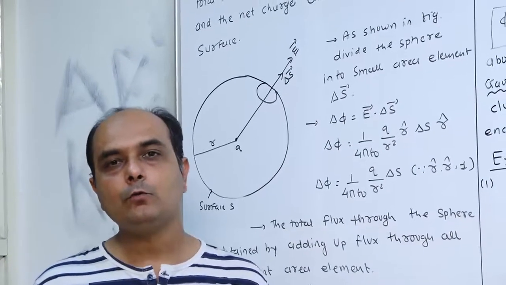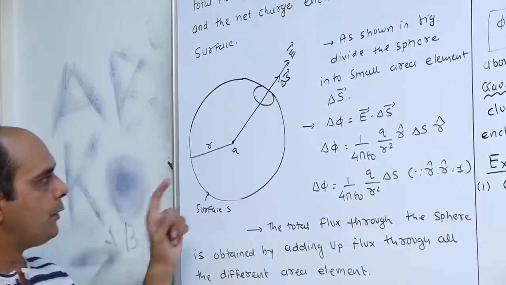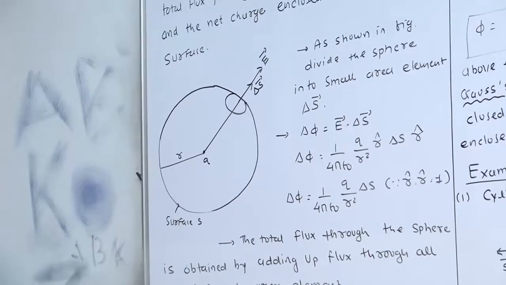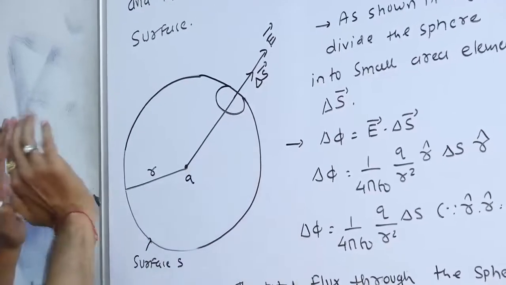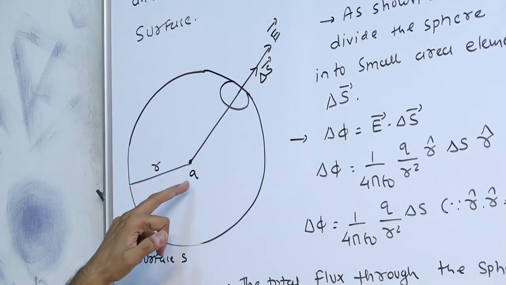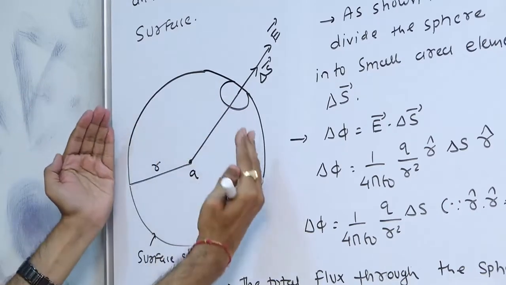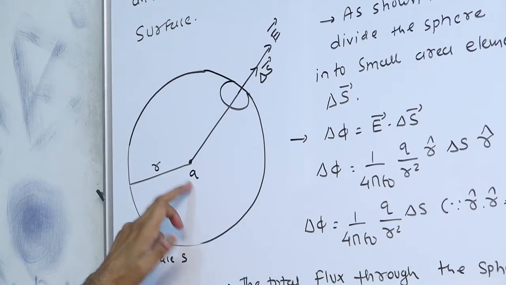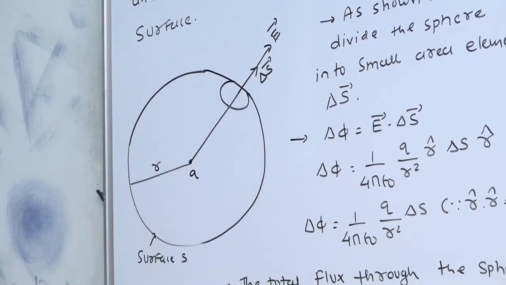Okay? Now, to explain this theory, we are taking one point charge Q. Around this point charge Q, imagine one sphere of radius r, an imaginary sphere. And now calculate the flux linked due to this point charge Q with the surface of the sphere.